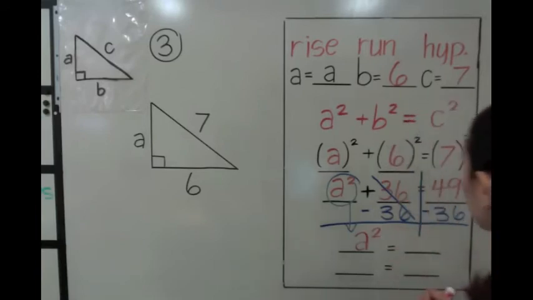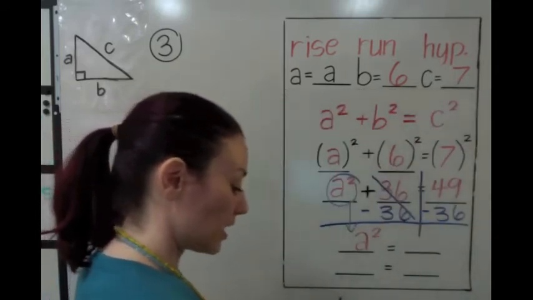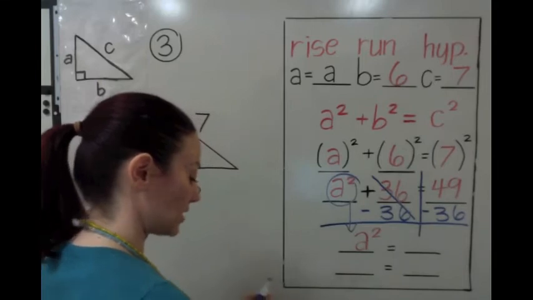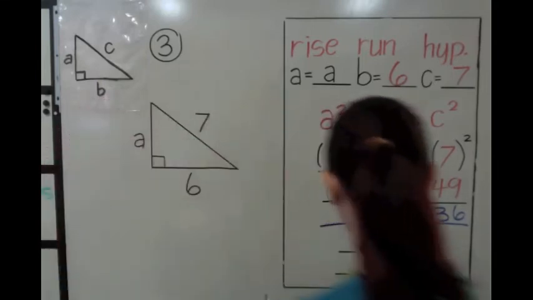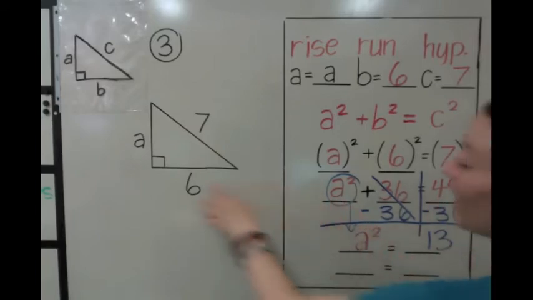A squared equals, now this is 49 minus 36. You can put in your calculator if you want. So 49 minus 36 is, what is it? It's 13, exactly. All right, it's 13. So if a squared equals 13, remember, we're looking for what a is.